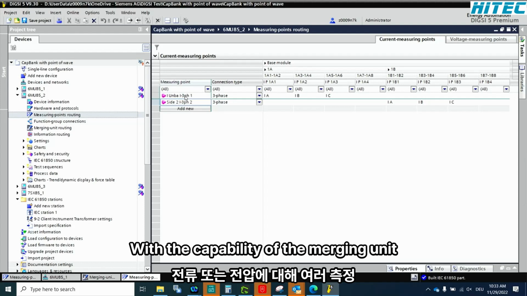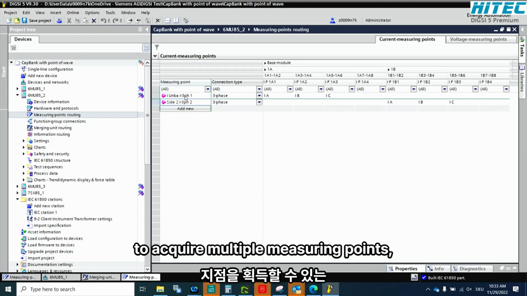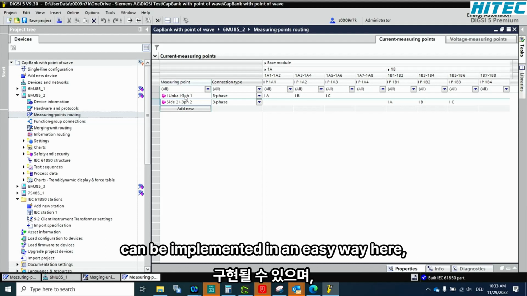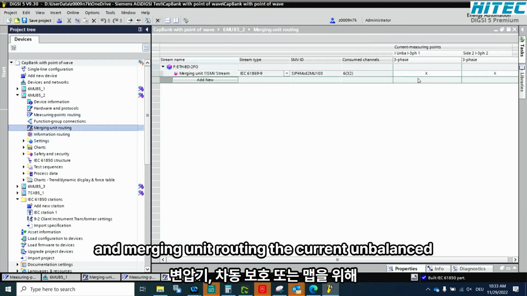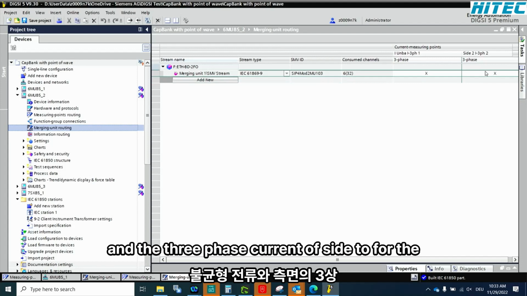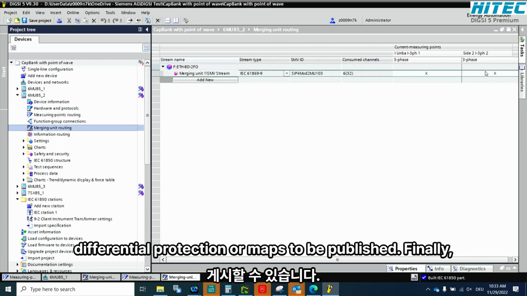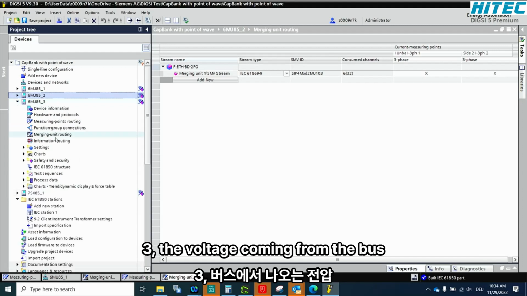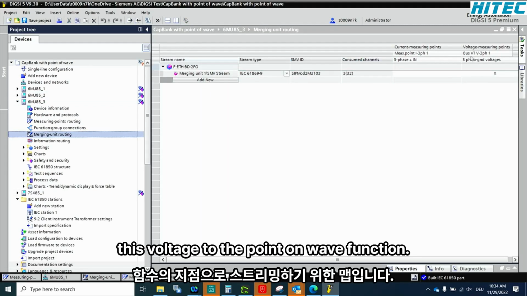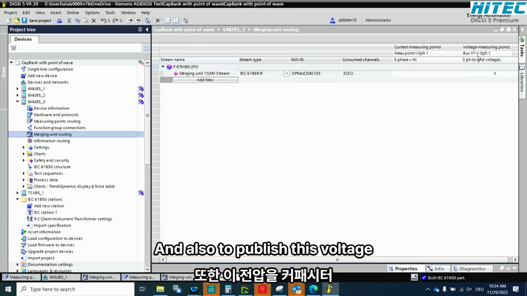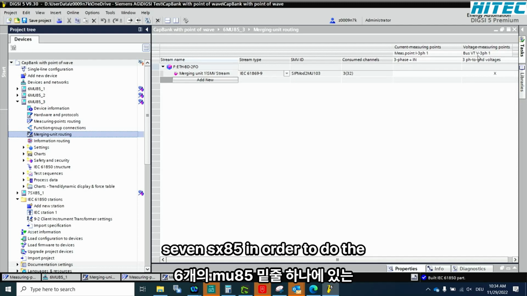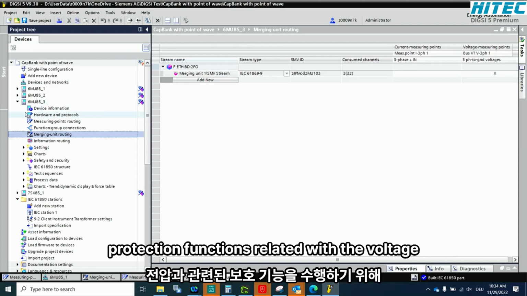With the capability of the merging unit to acquire multiple measuring points, either for current or voltage, all the protection functions related to the capacitor bank can be implemented in an easy way. Here in merging unit routing, the unbalanced current and the three-phase current of side 2 for the differential protection are mapped to be published. Finally, in merging unit 3, the voltage coming from the busbar is mapped to stream this voltage to the point on wave function, and also to publish this voltage to the capacitor bank protection 7SX85 in order to do the protection functions related to the voltage.